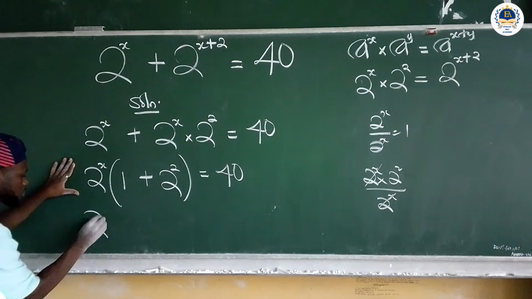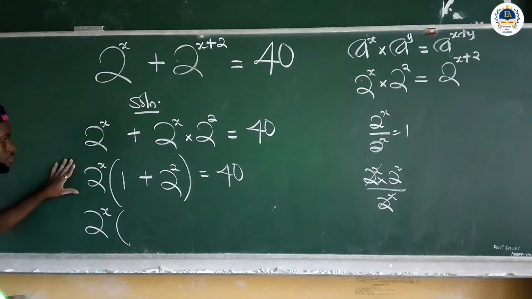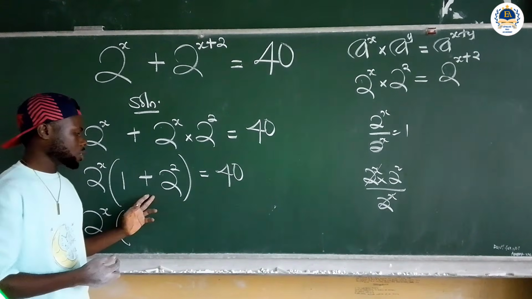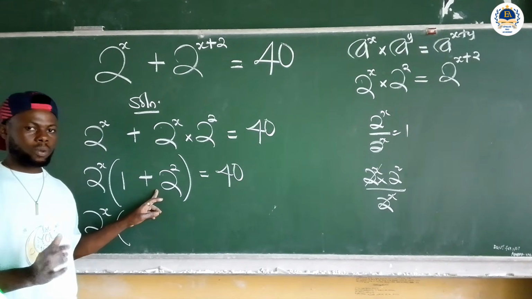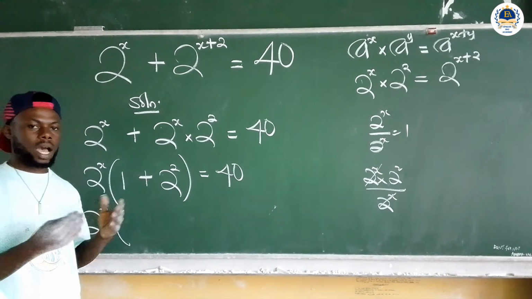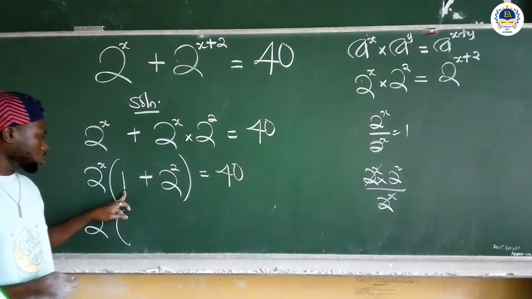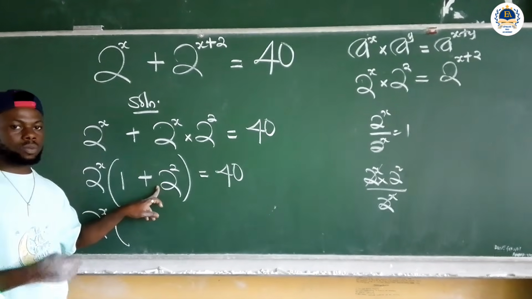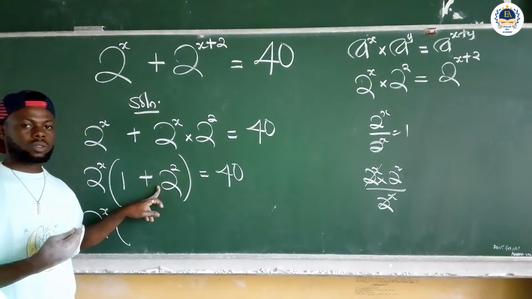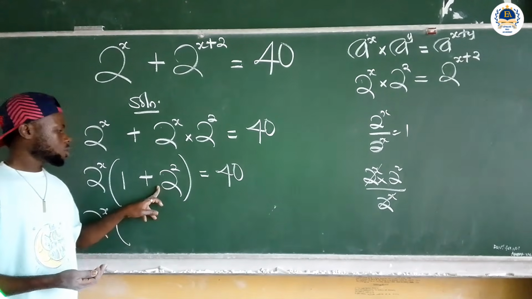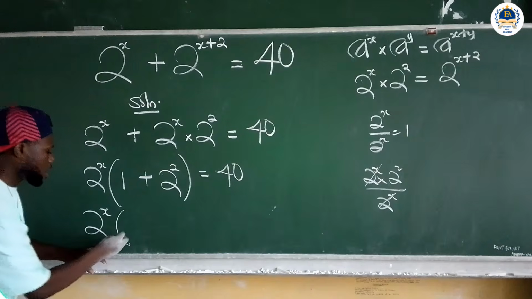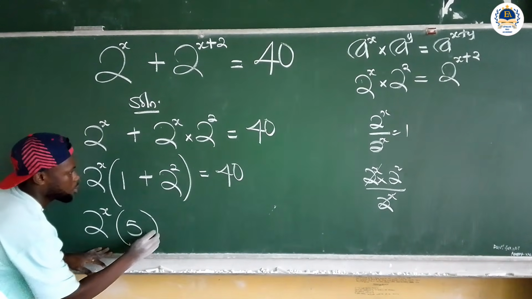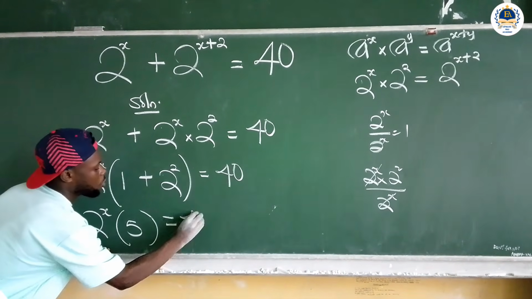2 raised power of x in bracket. Inside this bracket, we have a number and a number. There's no letter at all. Because there are numbers, let us add up. 1 plus 2 raised power of 2 means 2 times 2, and 2 times 2 gives 4. So 4 plus 1 is equal to 5. I have 5 here, which is equal to 40.